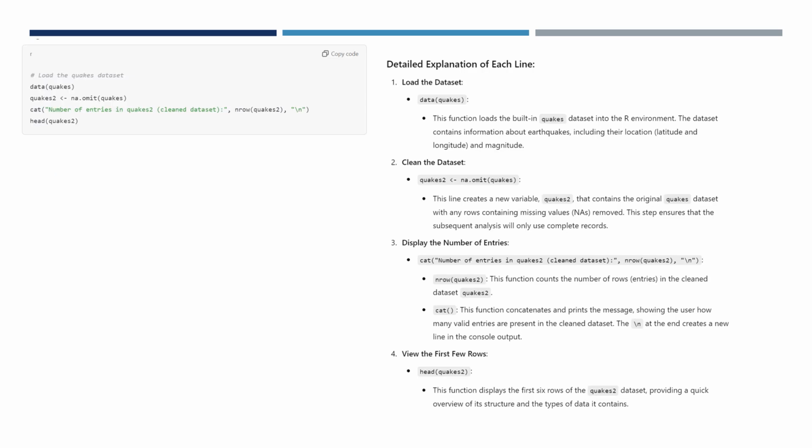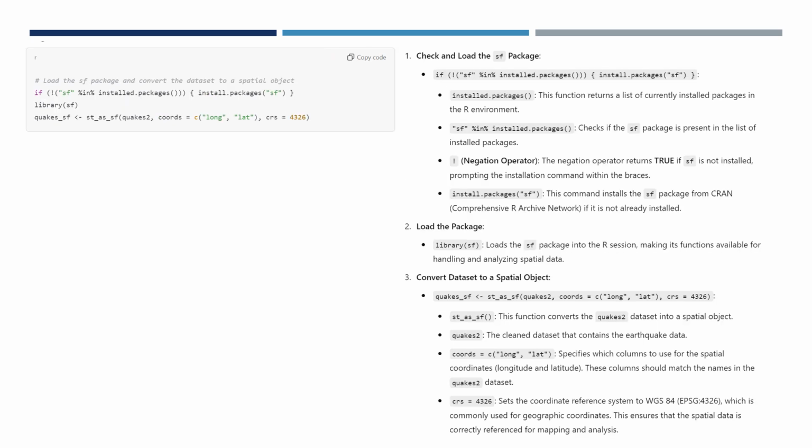So just like before, loaded up the quakes data, cleaned it, cataloged it, printed the head. That's pretty much the same. I'm not going to go back over that. Again, same kind of function, checking to see if sf is installed. If it's not installed, installing it.